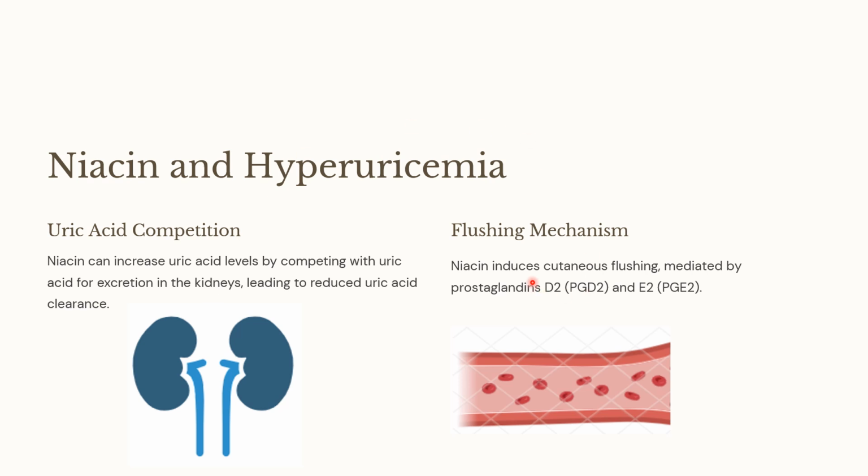And the flushing which is caused by niacin is due to prostaglandins and not histamine. Therefore, prostaglandin antagonists such as aspirin or NSAIDs can be used to prevent or stop the flushing. And therefore, the wrong answer will be histamine. Histamine will not be a cure to prevent the flushing which is caused by niacin. Either NSAIDs or aspirin has to be provided because the major mechanism of flushing is the excess of prostaglandin E2 and D2.